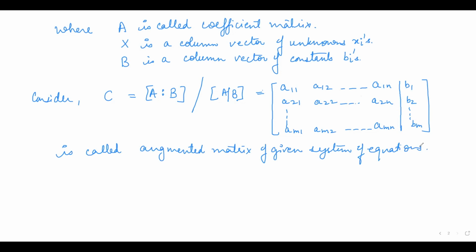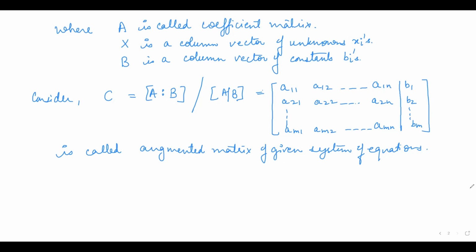Now, here, B is a column vector of the constants which is given to us. That means the bi's are non-zero. So it becomes the non-homogeneous system of linear equations. When the bi's are equal to zero, then we have a homogeneous linear equation.